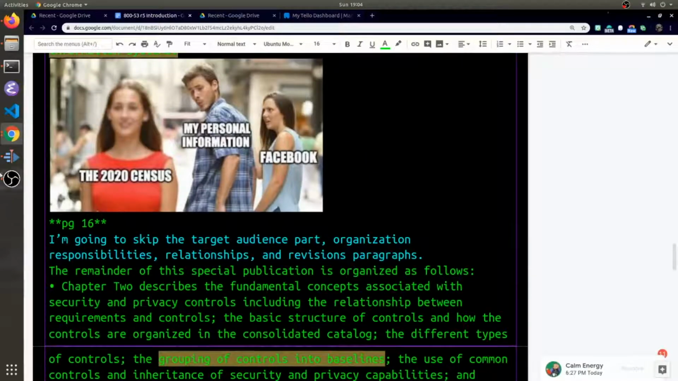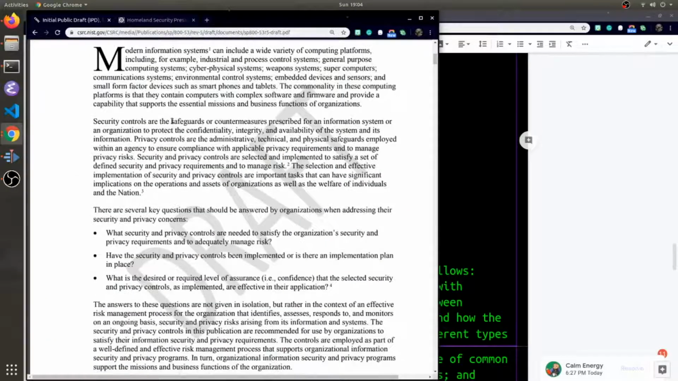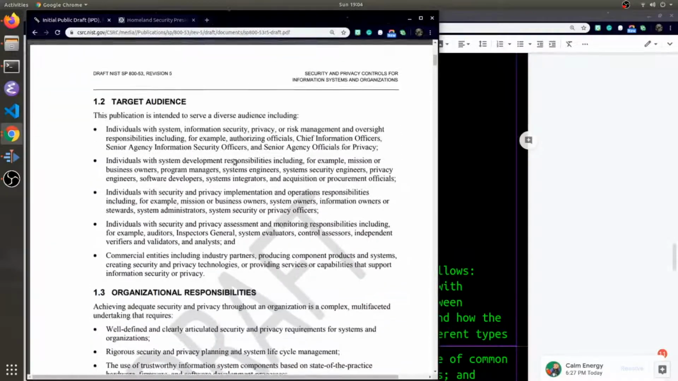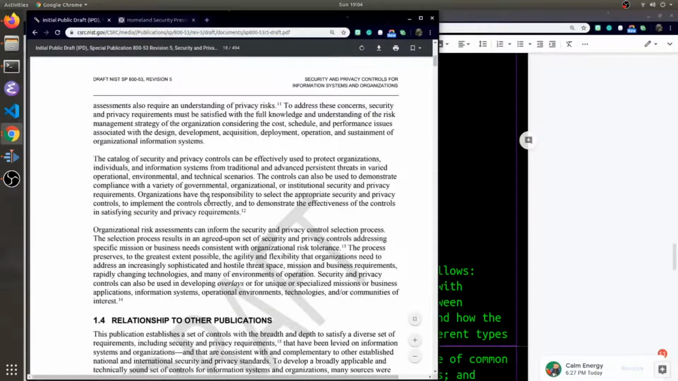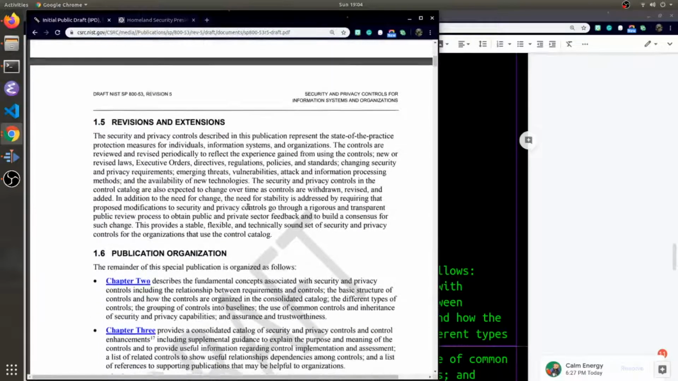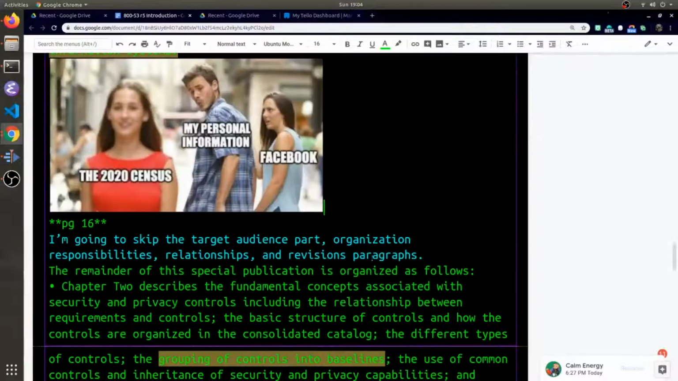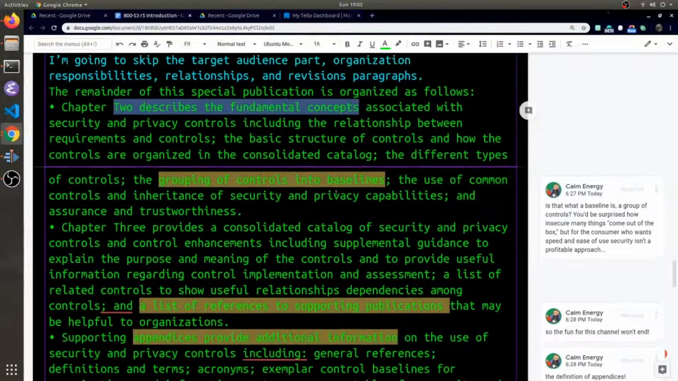Okay, so let's jump to the actual document. We're on page 16. So far we've read through all of that and all of this. I'm going to skip target audience, organizational responsibilities, relationship to other publications, and even skip this revisions and extensions thing. And we'll finish right here on publication organization. They say the remainder of this publication is organized as follows. So Chapter 2 would describe fundamental concepts.